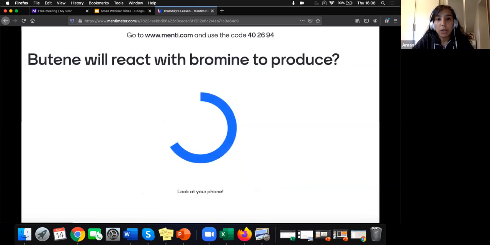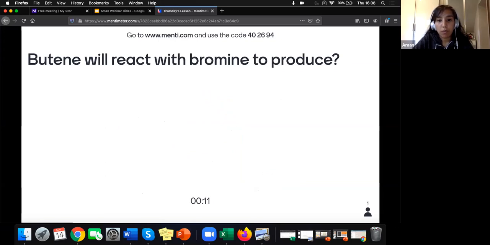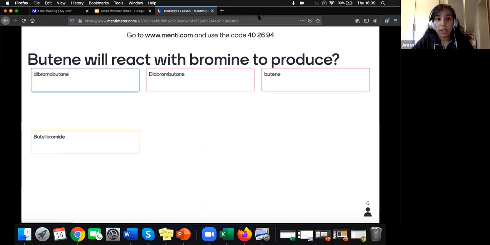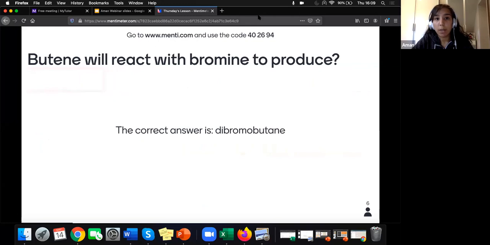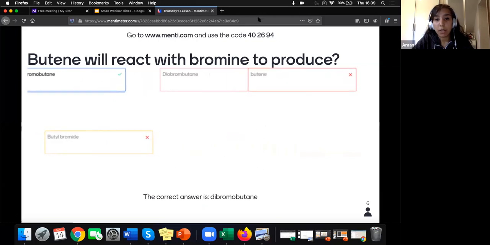So butene will react with bromine to produce what? I'm not sure why you can't see the answers. Hopefully you can see the answers on the screen. Oh, actually, I just remembered, I think you have to type in the answer for this question. So if anyone's not on the Mentee, you can type the answer in the chat box. Good, so most of you got that right. Yep, so it's dibromobutane, the answer to that. Well done.